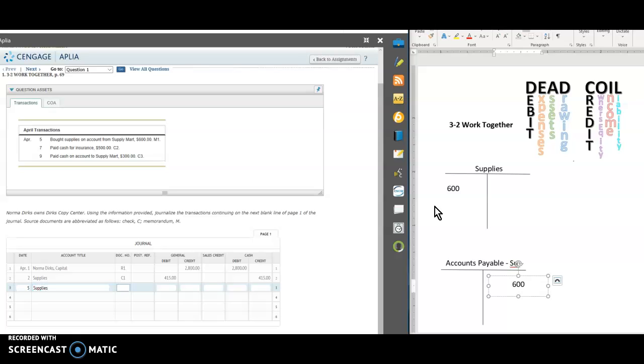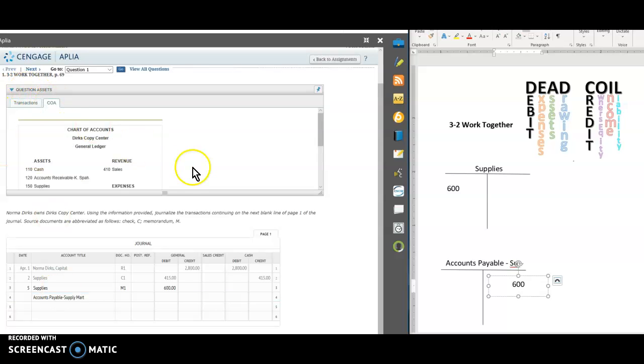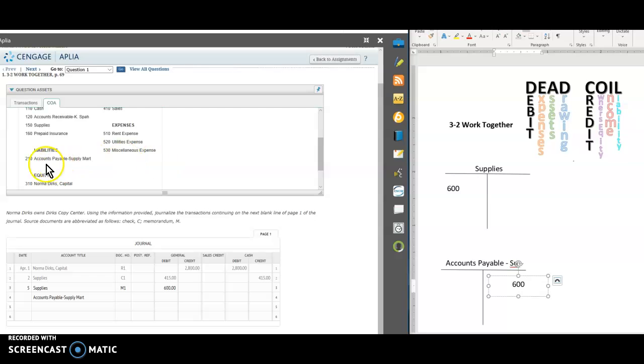Our document number is M1. M stands for memo. All right, supplies is a debit of 600. So under the general column right here, you're going to put 600. Now, on the second row, you're going to type accounts payable. And I think it's a space dash and then Supply Mart. You can always go and look at your chart of accounts and make sure that you are typing that correctly. Oh, maybe there isn't supposed to be a space. Oh, it got rid of the space for me, so.